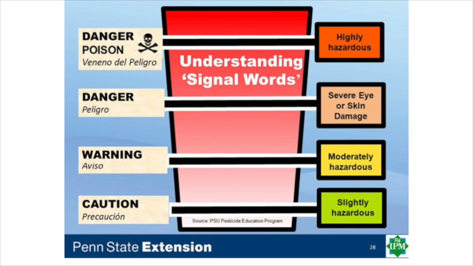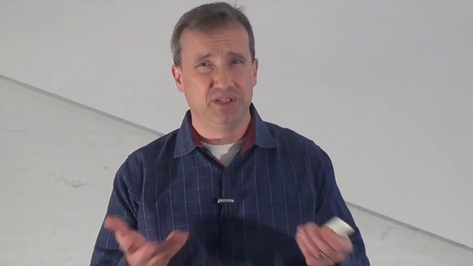The next word is warning. Now this is a product of moderate toxicity. And the final one is caution. Now that's put on pretty much everything else. Now it's always important, as I stated, to be careful with any kind of products that we're using. Those products carrying the word caution as a signal word are generally very mild and pretty safe when they're used properly, so just use them properly.